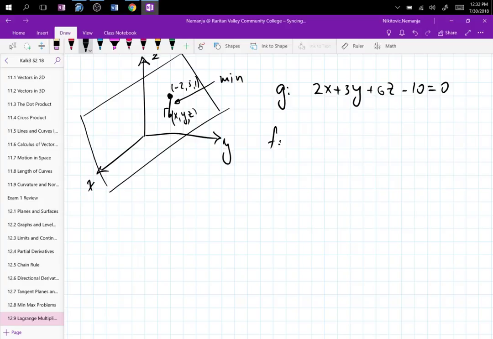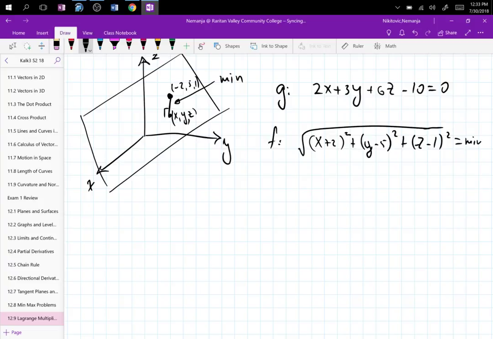For f, we need a distance formula, because we are looking for the shortest distance between the point and the unknown xyz. So the shortest distance will be x plus 2 squared plus y minus 5 squared plus z minus 1 squared equals a minimum. So you have your f, you have your g. Del f equals lambda del g. Here's the Nike symbol. Let's go to lunch.